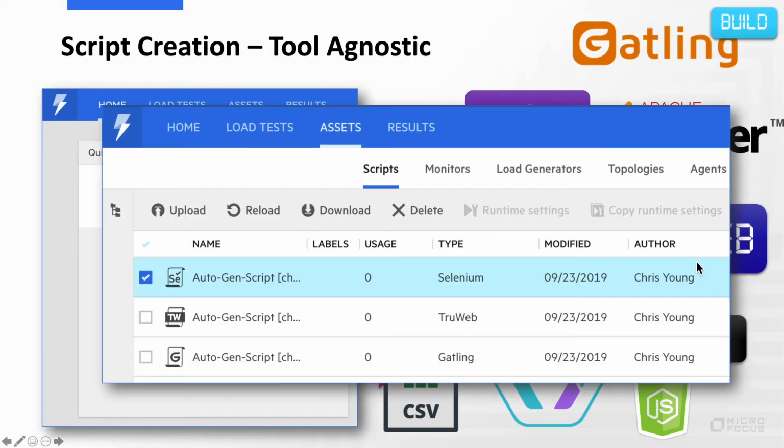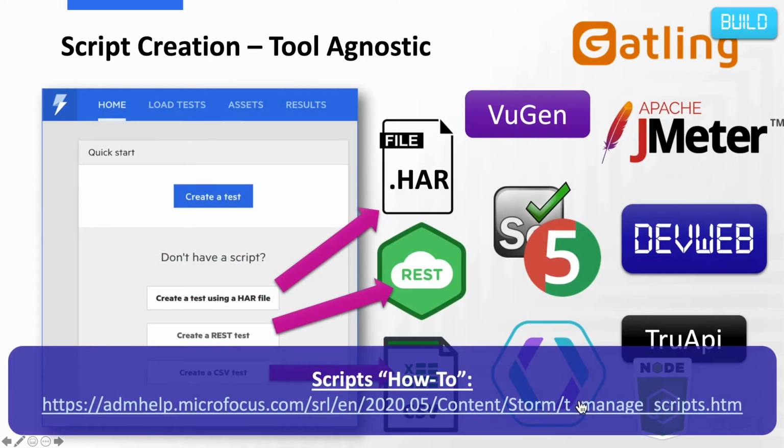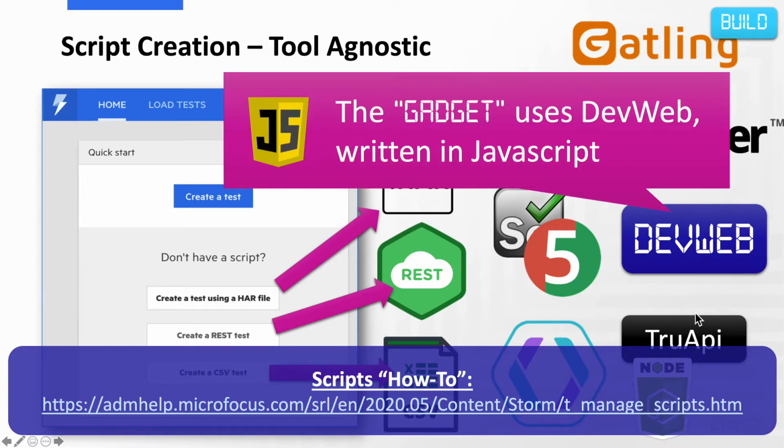So no matter what tool you create your script in, LoadRunner or Performance Center is smart enough to figure out what type of asset it is, and it will automatically upload it to the asset library. And as you can see, it will derive the type here, and then that'll be available for developers or Jenkins to use. Here's a little how-to if you want to learn a little more about each of these different script types and how to implement them. But again, we're going to be covering DevWeb, which will allow you to use any standard IDE and real basic JS files to create your scripts.